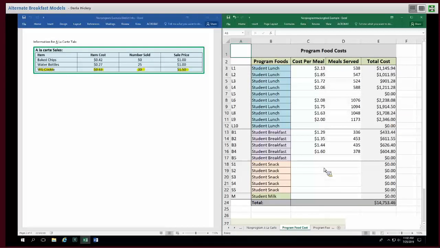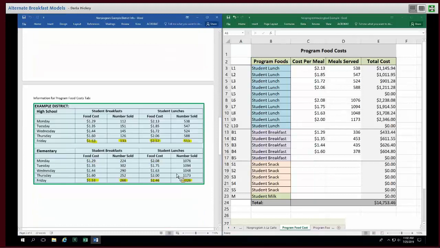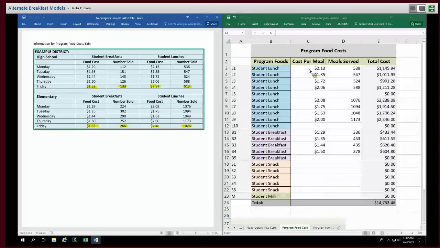The next tab is the Program Food Cost tab. In this tab, we enter the cost of the reimbursable meals. In this example, I have a high school and an elementary school with different costs for lunch. We started out with the high school: $2.13, $1.85, $1.72, $2.06, and then Friday we had $2.57. So I'll go ahead and enter that here.